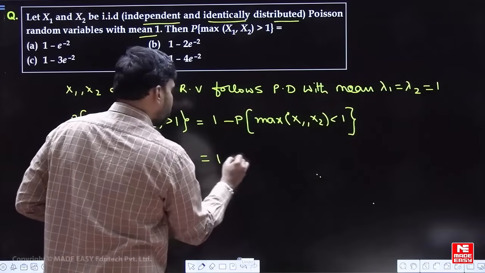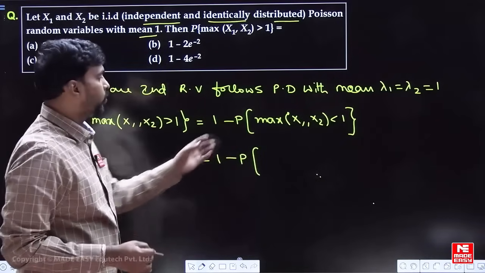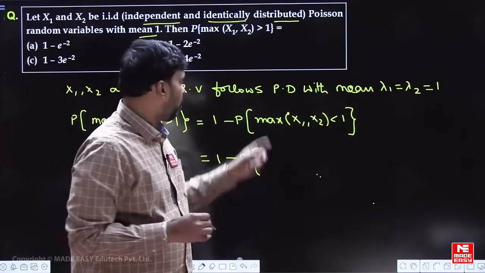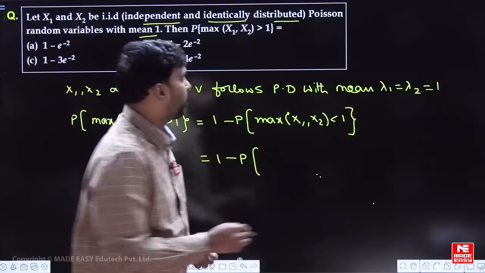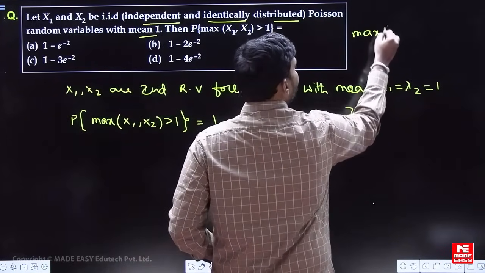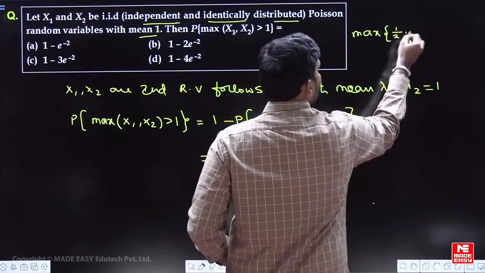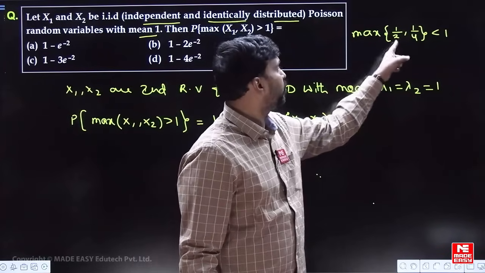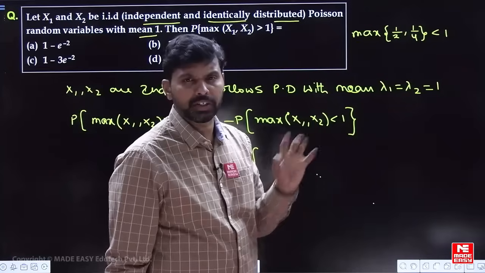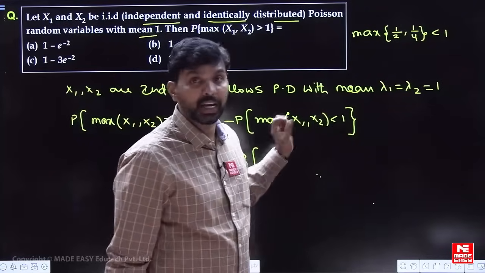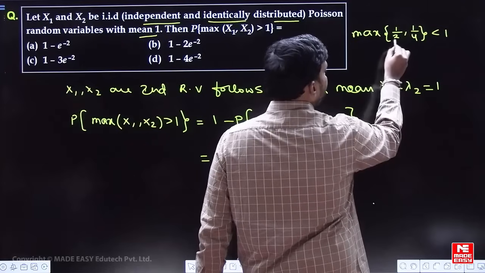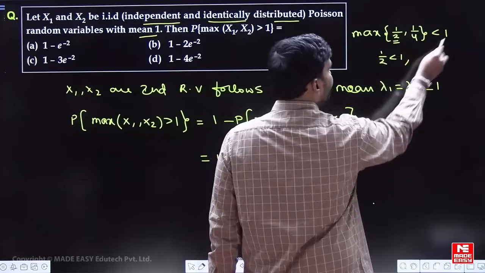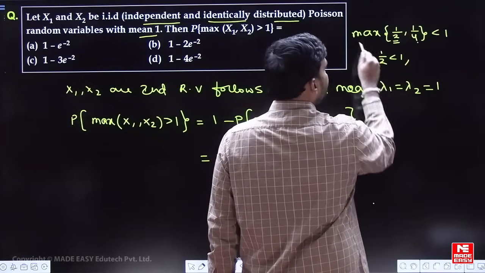So how should this be understood, beta? When x1 and x2 are independent and the maximum of x1, x2 is less than 1. See here, suppose I am taking any numbers: the maximum of 1 by 2, 1 by 4 is less than 1, I say. Tell me, what is the maximum value of 1 by 2, 1 by 4? Just to understand this function exactly through an illustration. Out of these two, 1 by 2 is the maximum. So if 1 by 2 is less than 1, according to this function the value of the maximum function is 1 by 2.